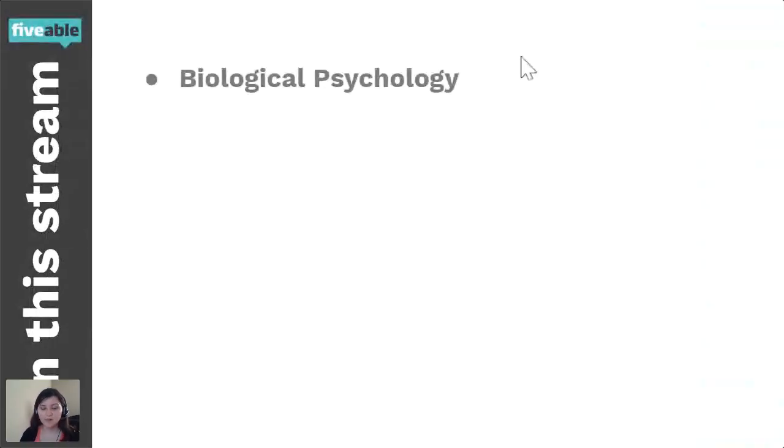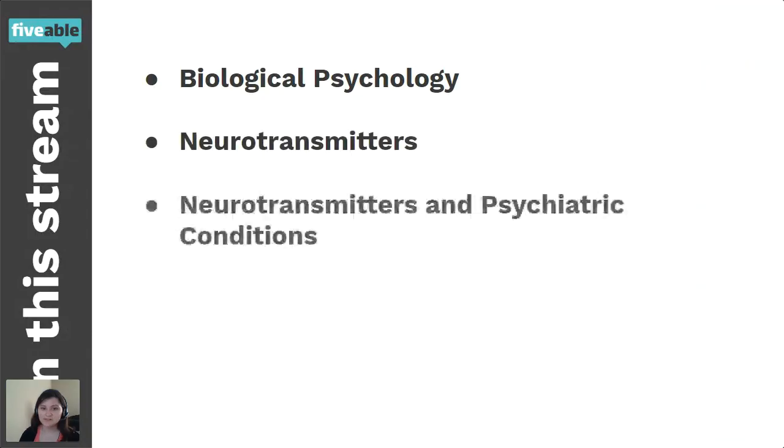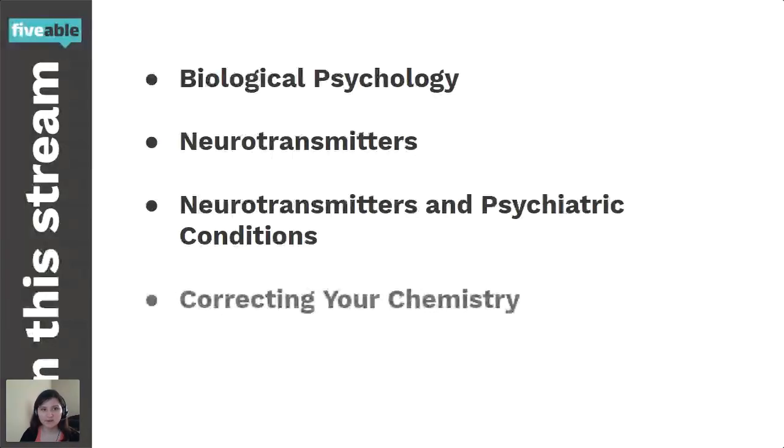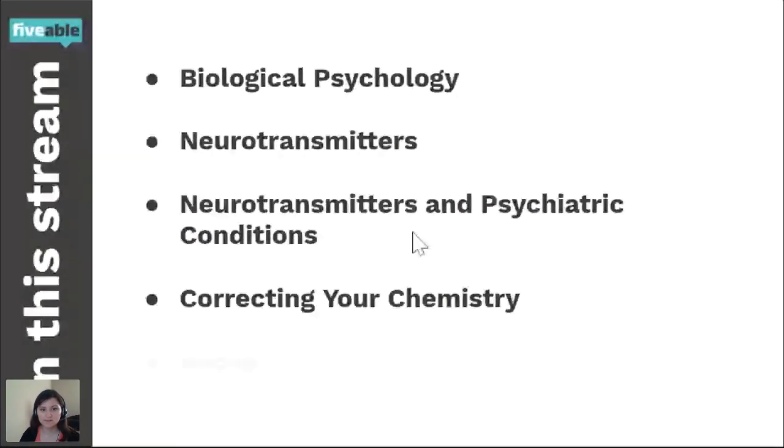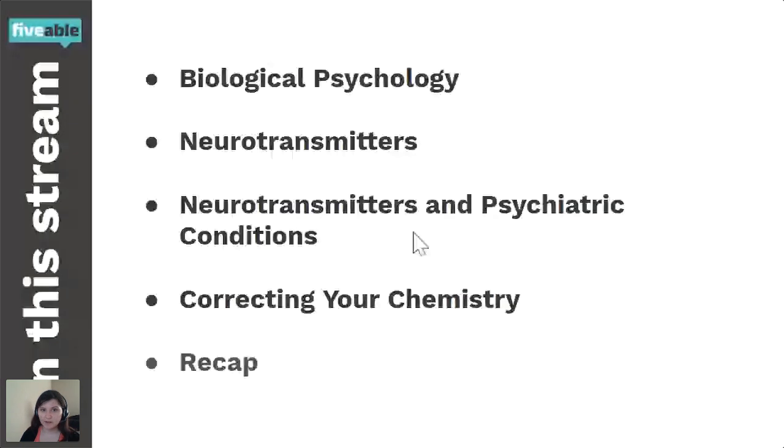So in this stream, we'll have a bunch of different discussions about biological psychology, neurotransmitters and psychiatric conditions, kind of the links and causes, how to correct your brain's chemistry using neurotransmitters, and then just a brief recap.